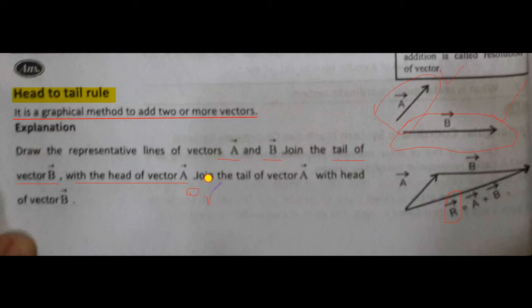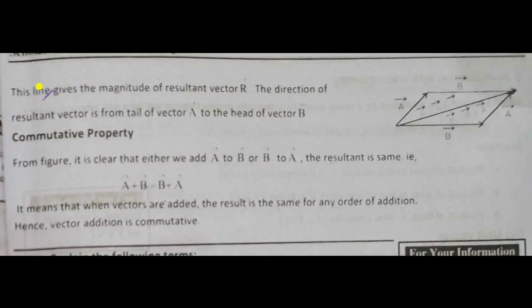Basically, we have to place the first vector and then the second vector, such that the head of the first vector meets the tail of the second one. To get the resultant, we draw the resultant vector such that the tail of the first vector meets the head of the second vector. In that case, we get the resultant vector, which is denoted by R. The line gives the magnitude of the resultant vector, while the arrow gives its direction. The direction of the resultant vector is from the tail of vector A to the head of vector B.